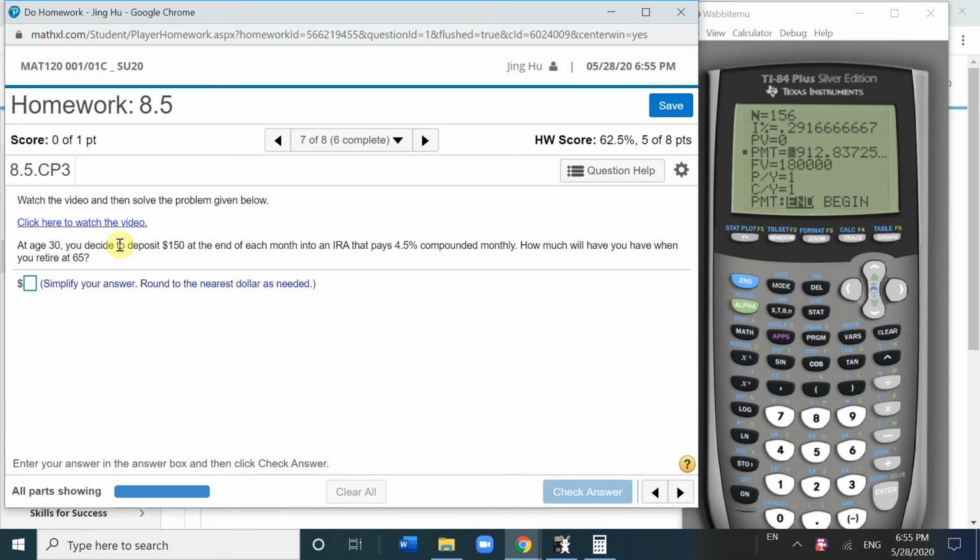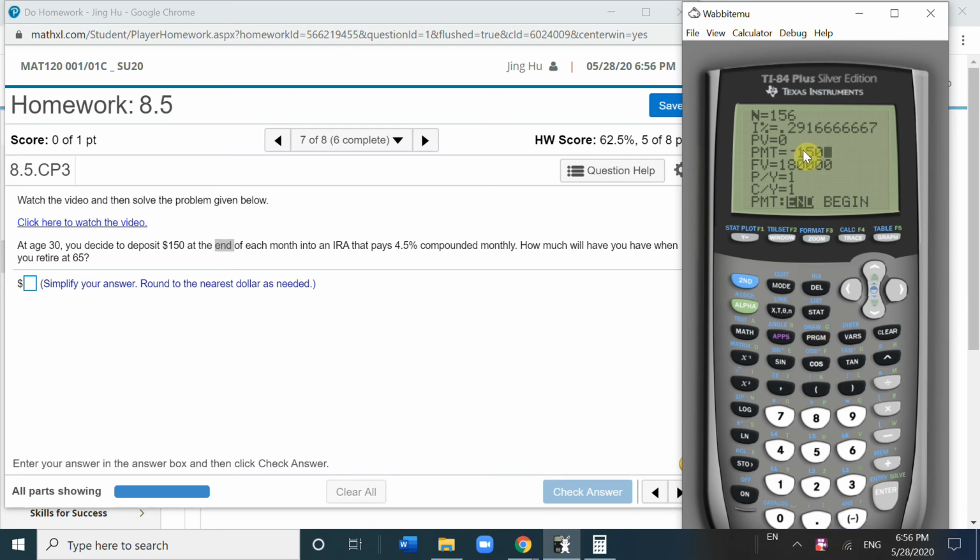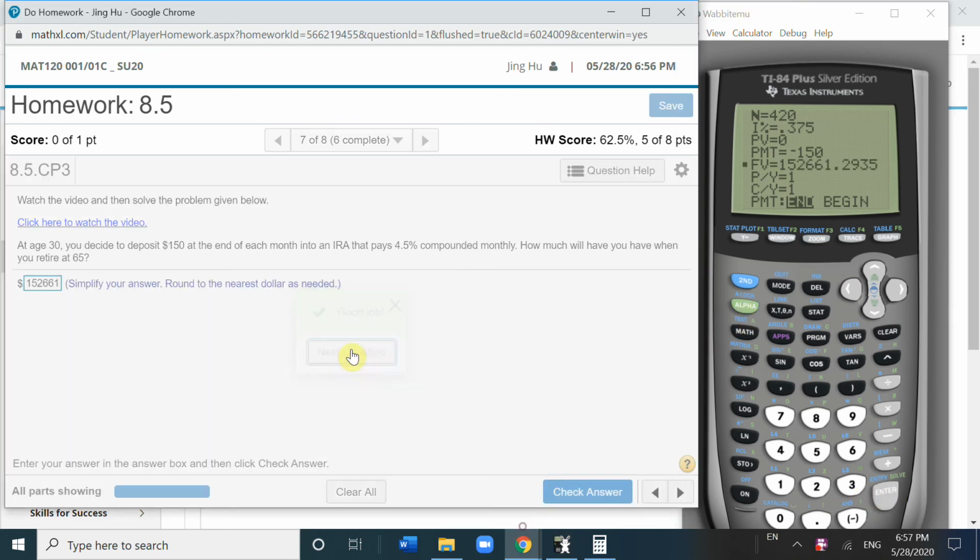So age 30, you decide to deposit 150. It's end of, so I still choose END for payment. So every month pay 150. Payment negative 150. The monthly, the keyword, 65 minus 30, so 35 years times 12 because it's monthly. And the percent, you need 4.5 divided by 12. Then we go to future value, reset zero, cover the zero, alpha, enter. So that's the answer.